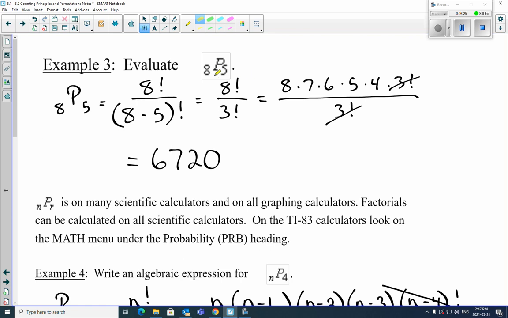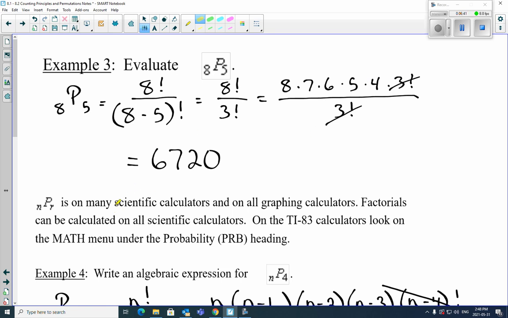8 pick 5. Again, 8 pick 5, we can use the formula. 8 factorial over 8 minus 5 factorial is 8 factorial over 3 factorial. And we can do our breakdown. So it's 8 times 7 times 6 times 5 times 4 because the 3 factorials reduce, and that gets your answer there. Now that's with numbers.